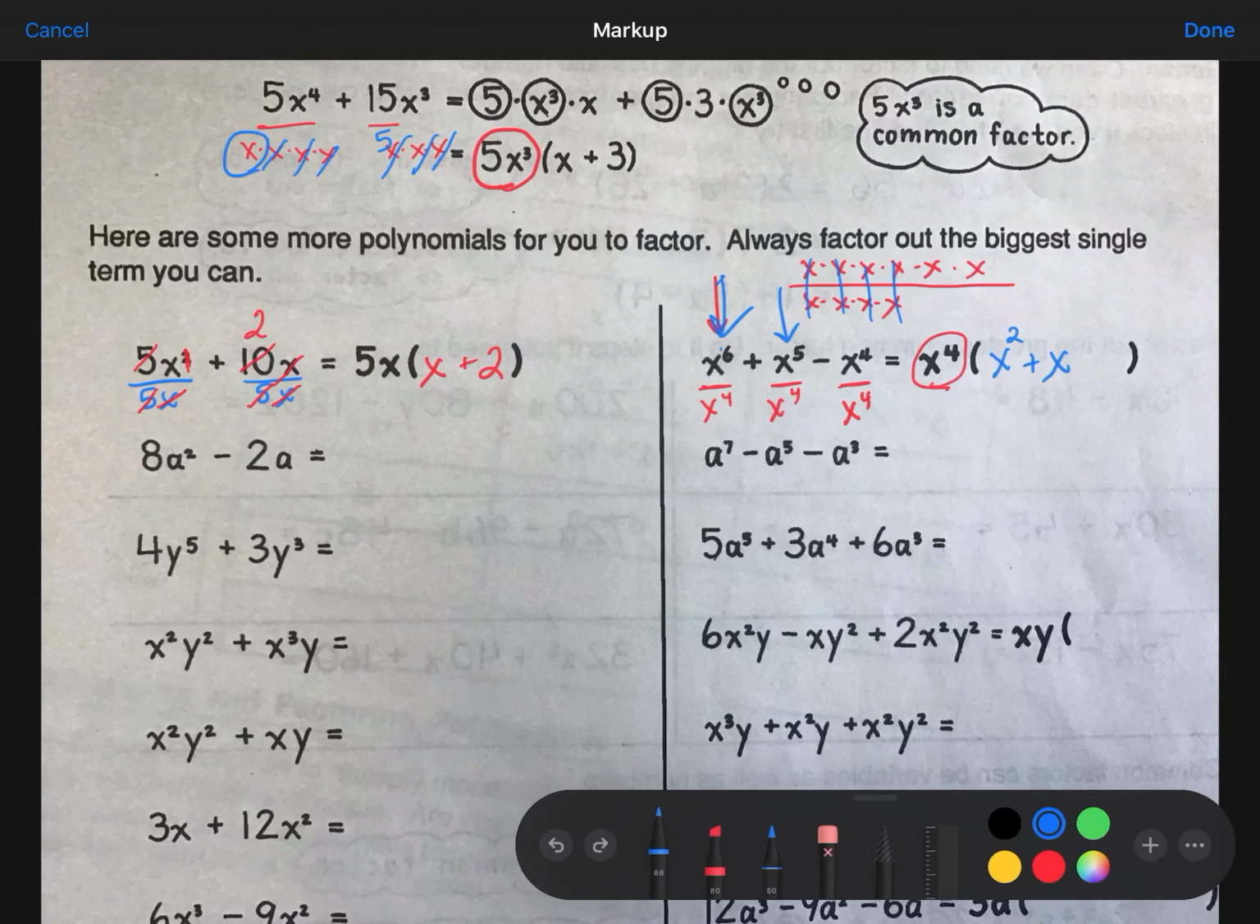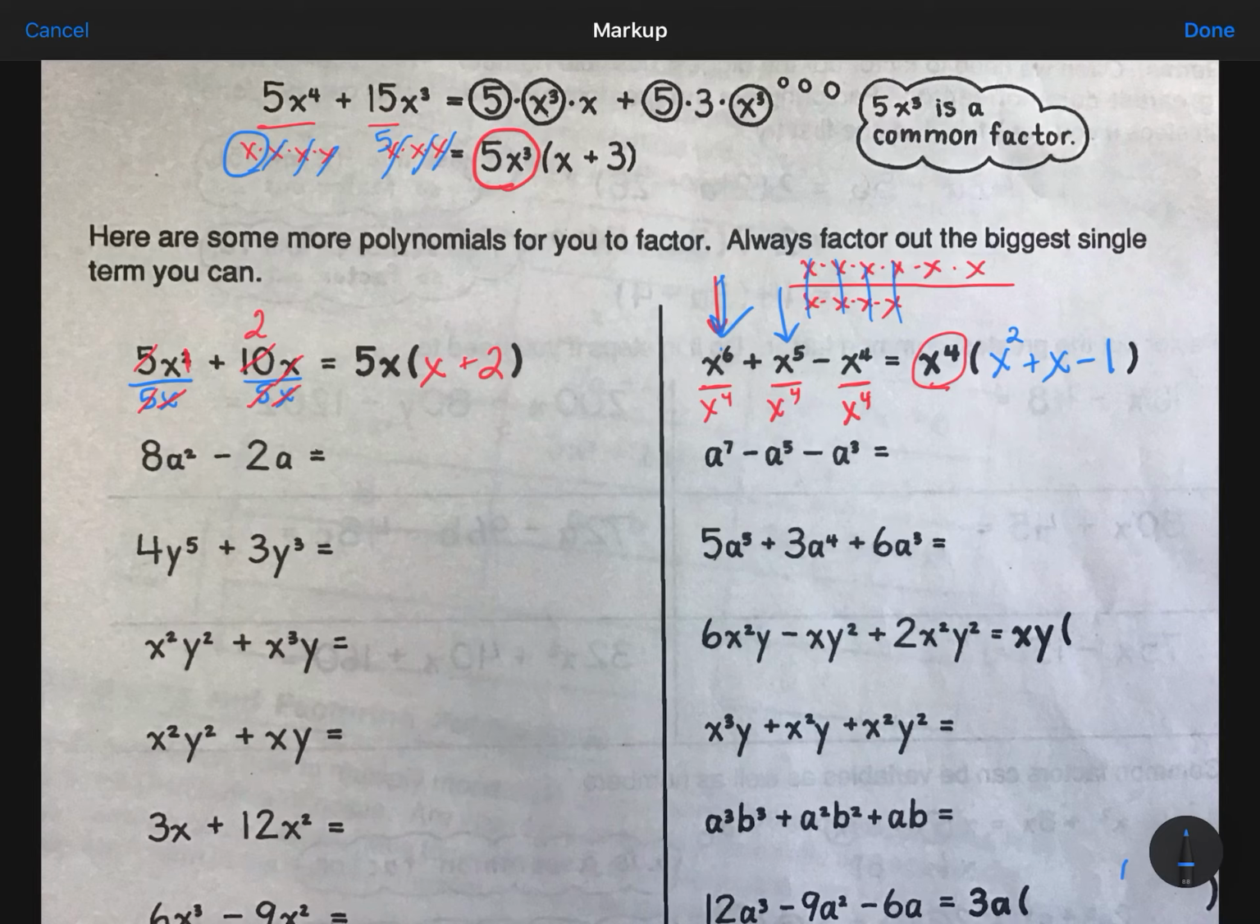Because it's invisible math. Now here, x to the fourth divided by x to the fourth leaves us with 1. And make sure you have a minus sign here that transfers over. Okay? X to the fourth divided by x to the fourth is 1 because any number divided by itself is 1, right? So same thing with variables. Let's do a few more.